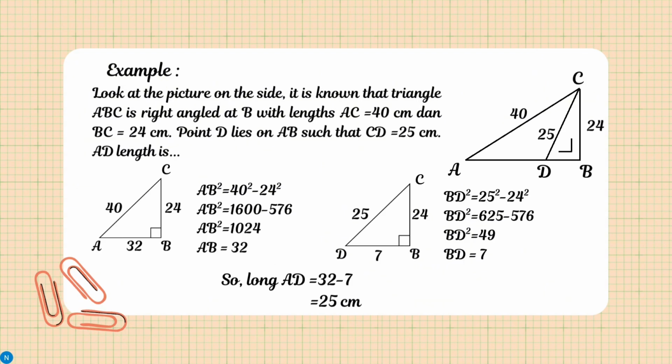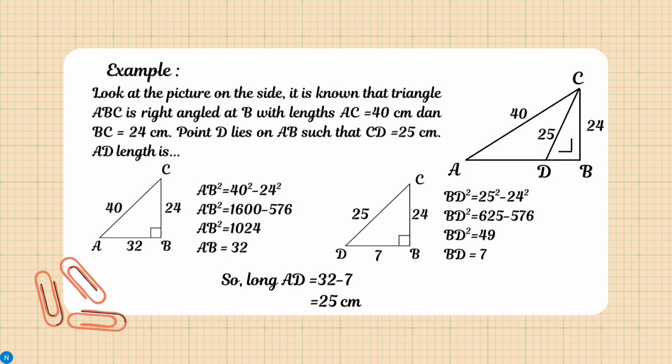Next, example number 3, look at the picture on the side. It's known that triangle ABC is right-angled at B with length AC equals 40 cm and BC equals 24 cm. Point D lies on AB such that CD equals 25 cm. What is the length of AD?